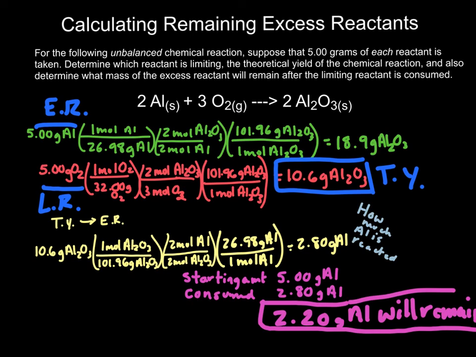So, calculating excess reactants is not much more work than finding limiting reactant, excess reactant, and theoretical yield. It's one more stoichiometric calculation and then a quick subtraction. But this is how we calculate how much excess reactant will remain after the reaction is over.